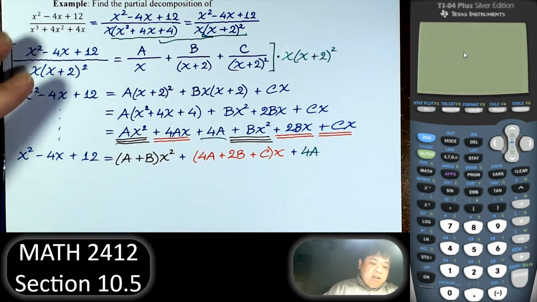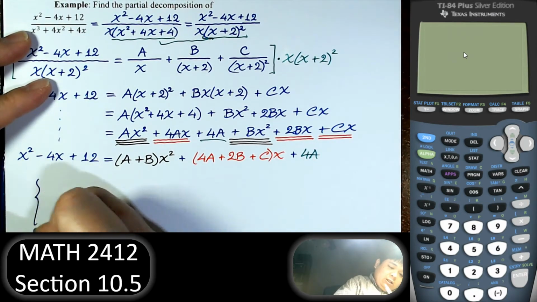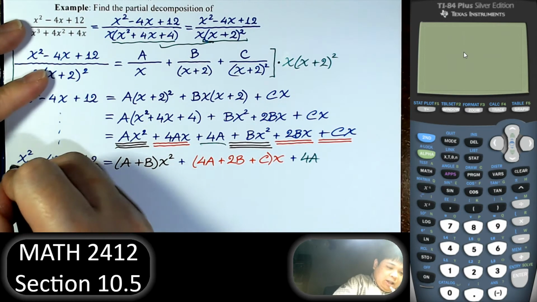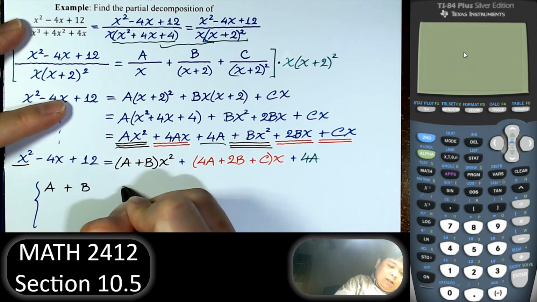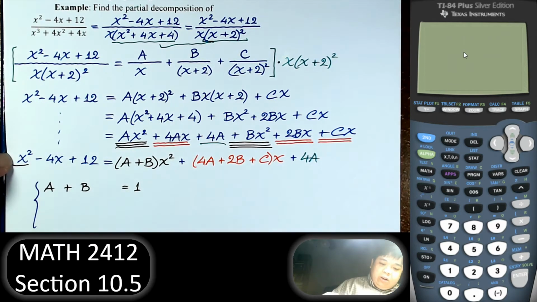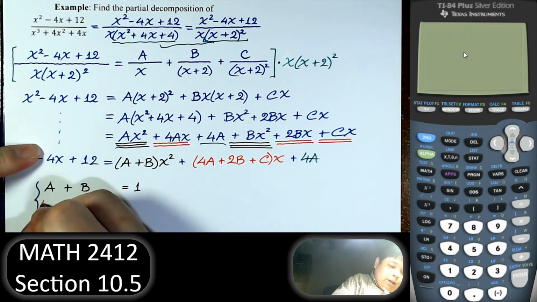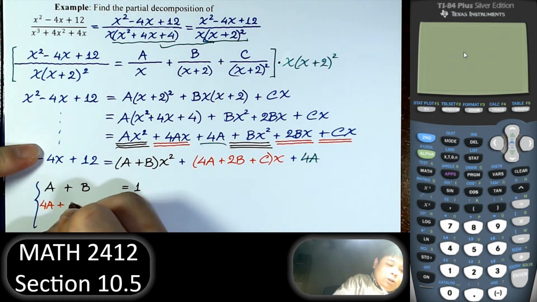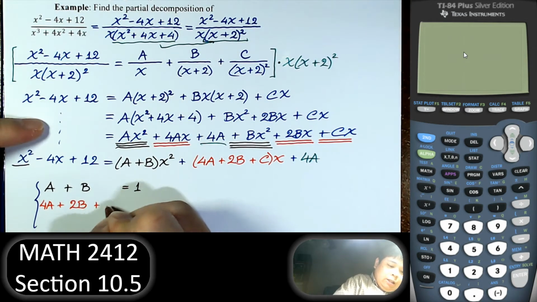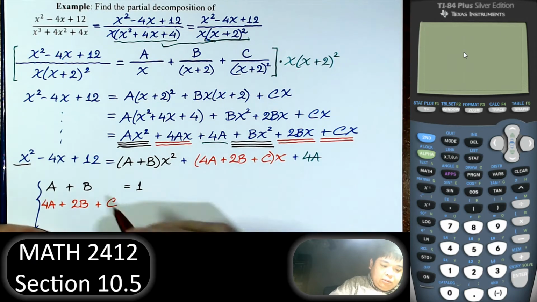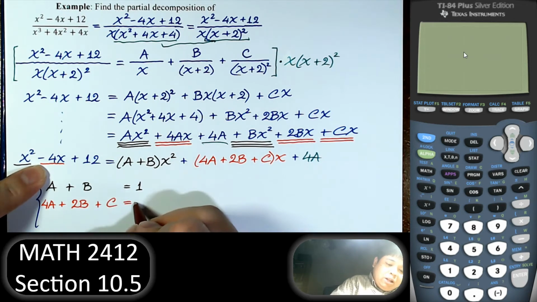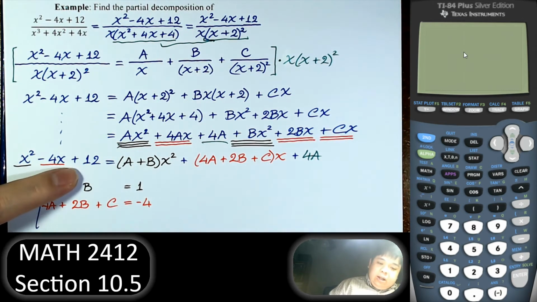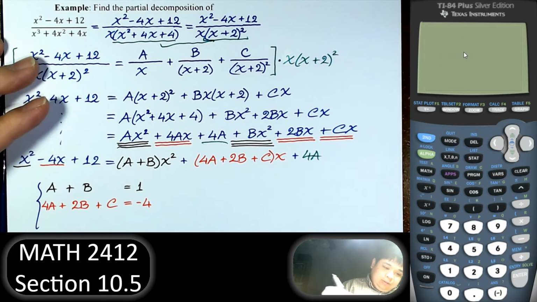Right, now we just set up the system of equations. We have x squared on this side, so A plus B is equal to 1, 1x squared on the other side. A, 2B, and C equal to negative 4x, so we match that with negative 4, and 4A is 12.